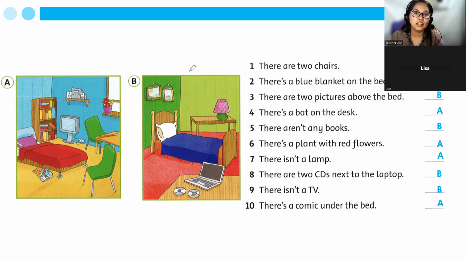All right. Now, what color is the blanket in picture B? Blue. Yes. How many chairs are there in picture B? There isn't a chair. Wow, nice. Okay, is there a table here? Yes, there are. Great. Okay, now look. How many pictures are in picture B? Two. Very good. Which room is nicer, A or B?